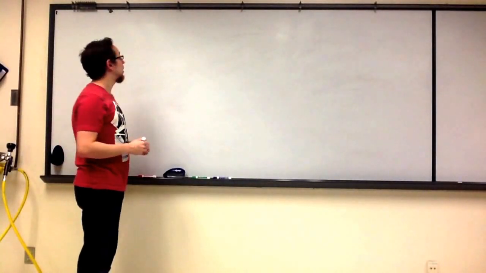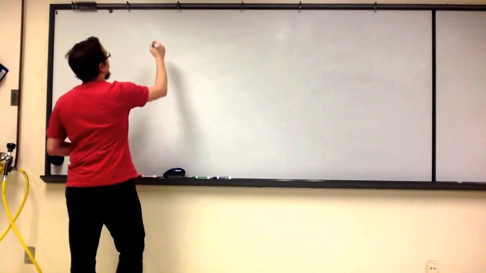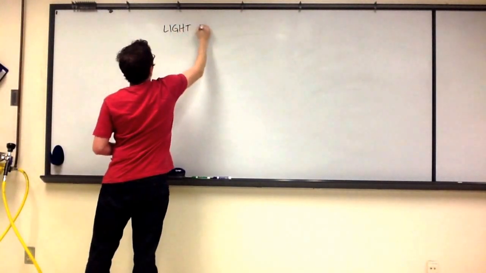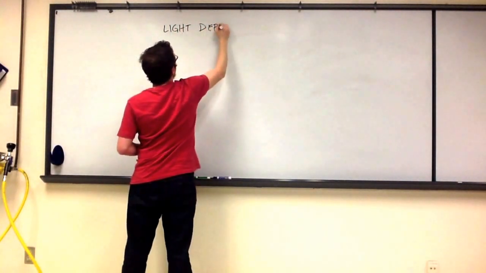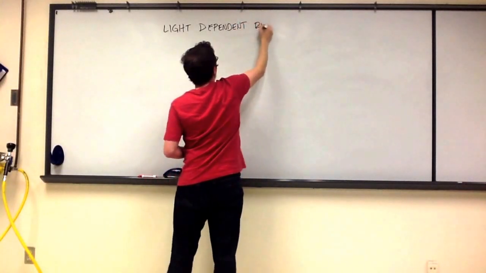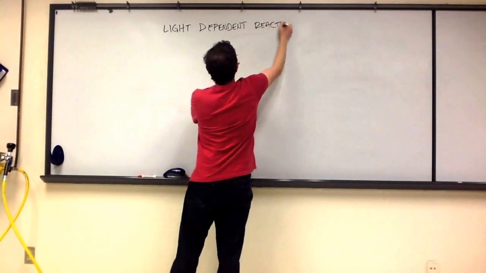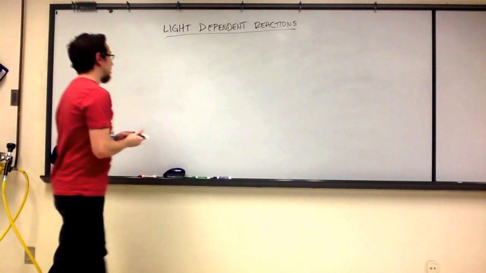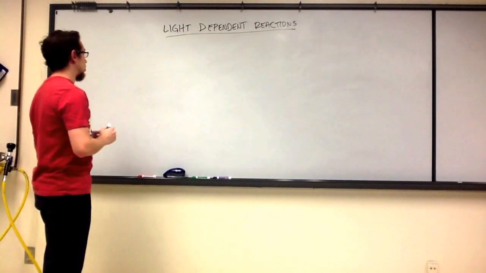So now what I want to talk about are what are known as the light-dependent reactions. This, of course, is the first stage of photosynthesis, and it's going to take place in the thylakoid discs.